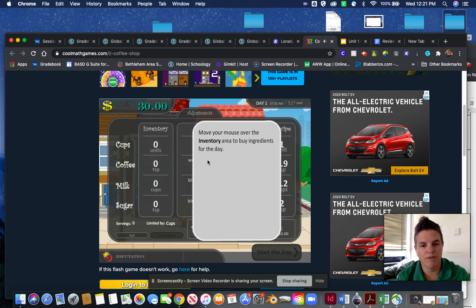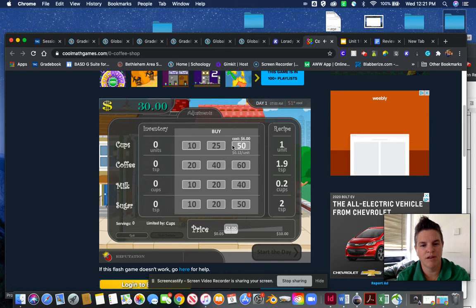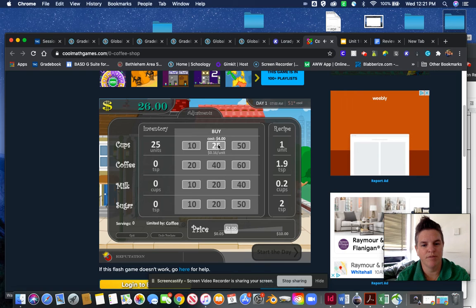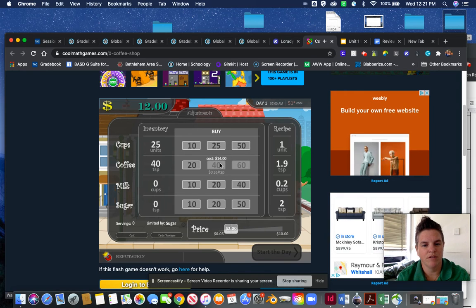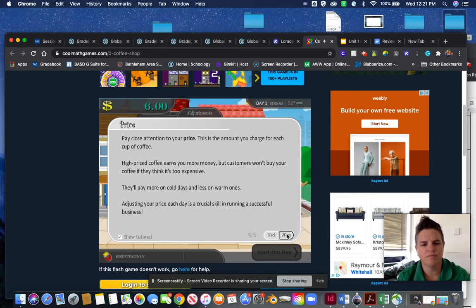So you're going to move your mouse over the inventory. So, okay, I have 0 cups. I need cups. So they don't go bad. I'll pick 25 cups. Coffee. Okay, that's the most important one. 10 cents a cup. Milk. Sugar. Great. Bought enough inventory.